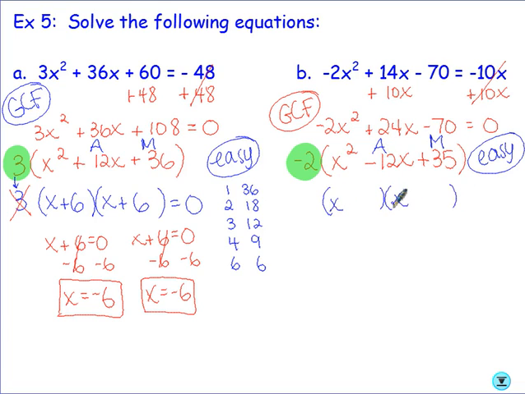We got x's, parentheses. Since this is a positive, we either need two positives or two negatives. Since this is a negative, two negatives. 35 only has a couple of options: 1 and 35 or 5 and 7. Which pair gives you a -12? That would be 5 and 7. Bring down the equal 0. Bring down the -2.